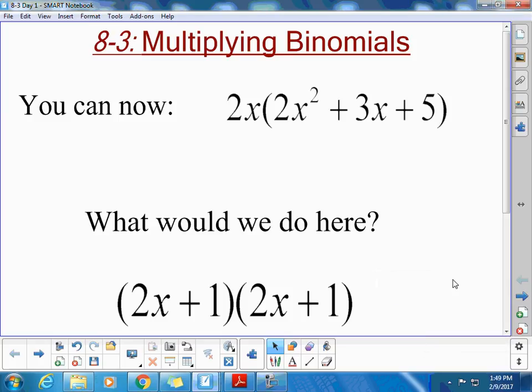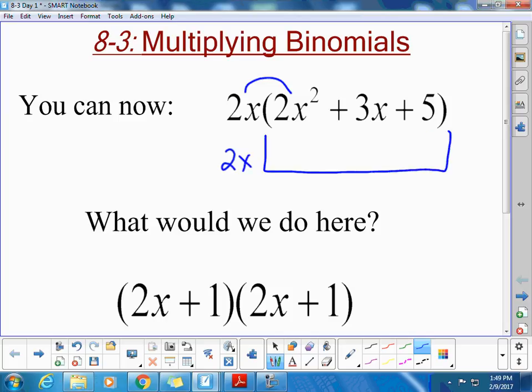8.3 is multiplying binomials. We've already done this where we distribute that 2x to all three terms. So let's just have a little refresher. We would do here 2x times, and I also did it with the box method. Remember where I had 2x and then I put these three terms underneath the box. And I multiplied these two things for this box, so it'd be 4x to the third.